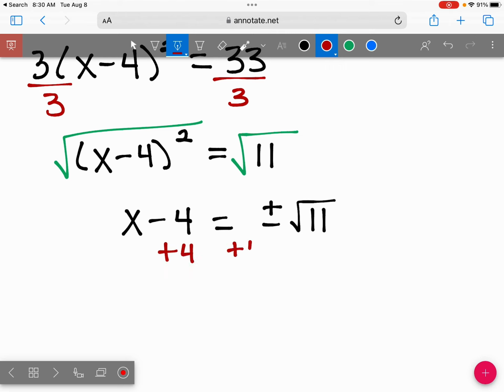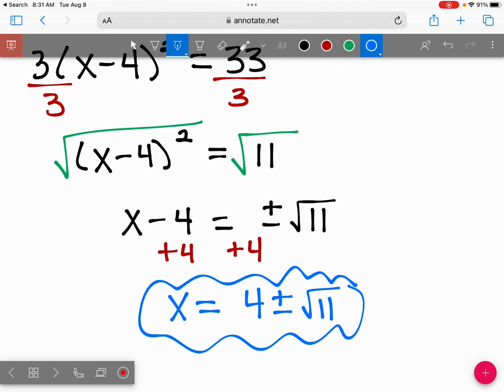What I don't want you to do, I'm going to write what you don't do. Don't tell me that this is the answer, because this is wrong. That's completely wrong. I am not adding that 4 to the 11. That's not correct. So what I'm going to have as my final answer is x equals positive 4 plus and minus the square root of 11. That is my answer. And that's solving using completing the square method.